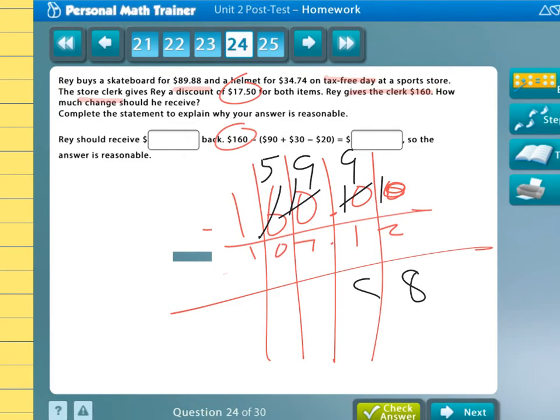10 minus 2 is 8. 9 minus 1 is 8. 9 minus 7 is 2. 5 minus 0 is 5. So 1 minus 1 is 0. So the change you should get is $52.88.